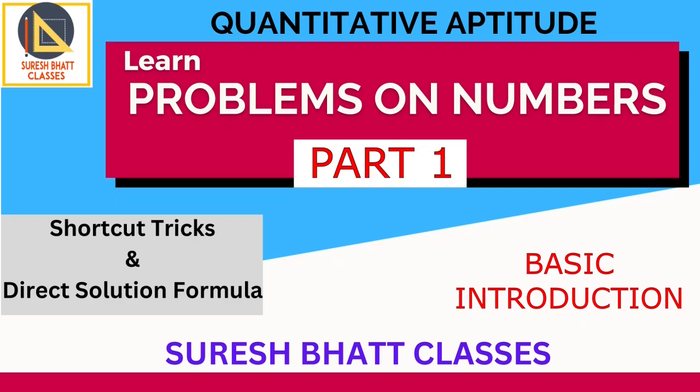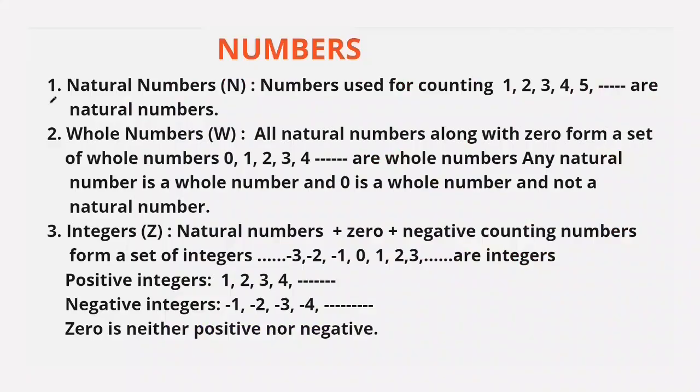We are going to study quantitative aptitude, video topic: numbers. Let us start the topic. Numbers are classified as: 1. Natural numbers, usually denoted by N. These numbers used for counting, which are 1, 2, 3, 4, 5 and so on, are natural numbers.